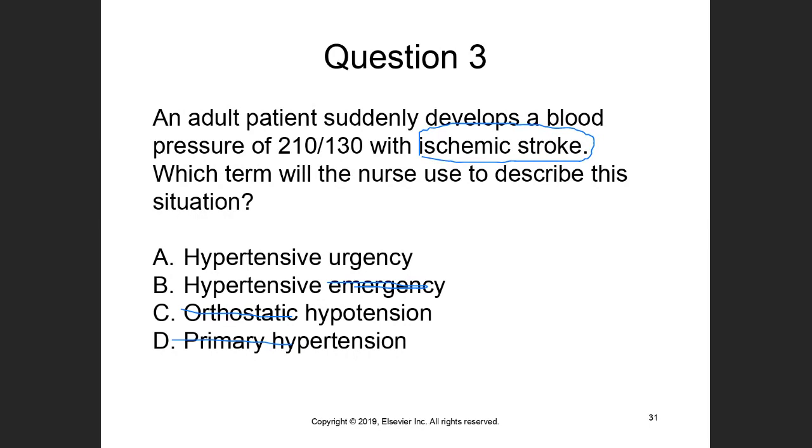So what's an example of urgency? Urgency, the patient has this. I'm going to put the sample. An adult patient suddenly develops a blood pressure of 210 over 130. Vital signs are normal, everything is normal, the physical exam is normal. Which term will the nurse use to describe this situation? Urgency. There are no signs and symptoms, and that's extremely common.